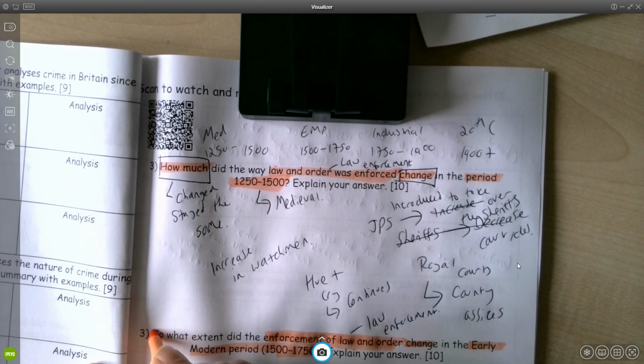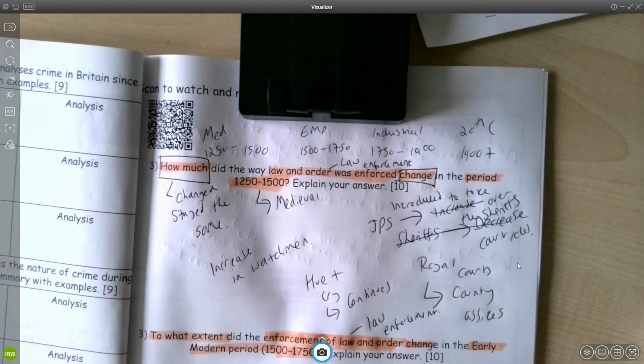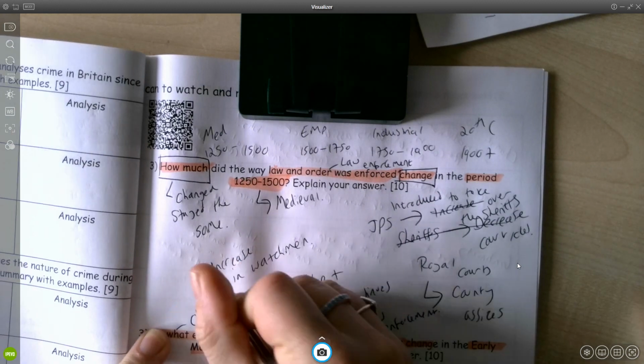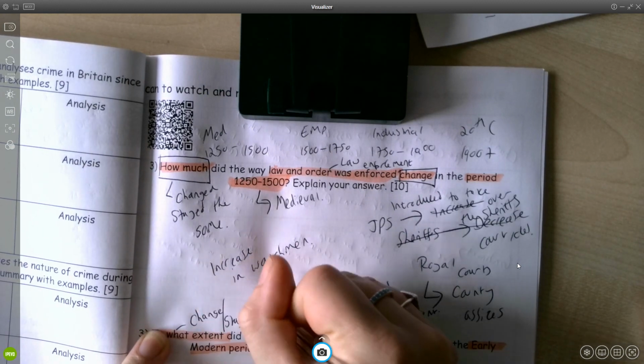And again, it says to what extent. This one says how much. This is to what extent. So again, you can have things that change and things that stay the same.